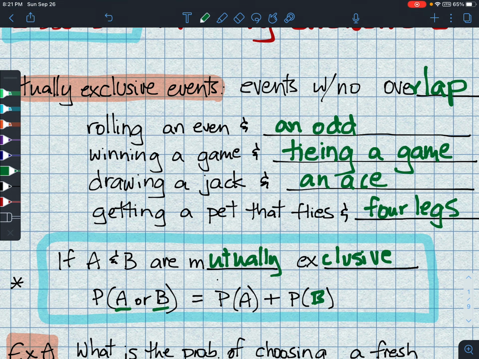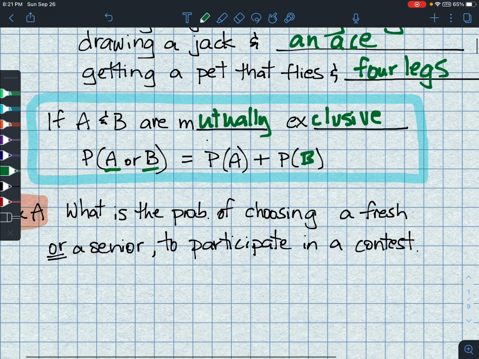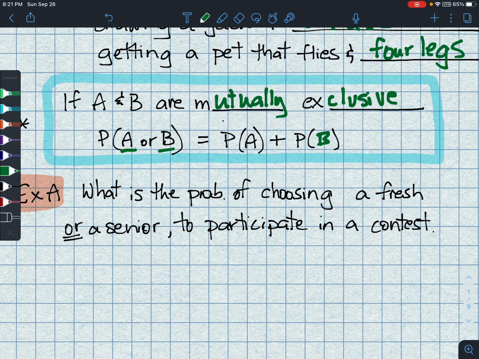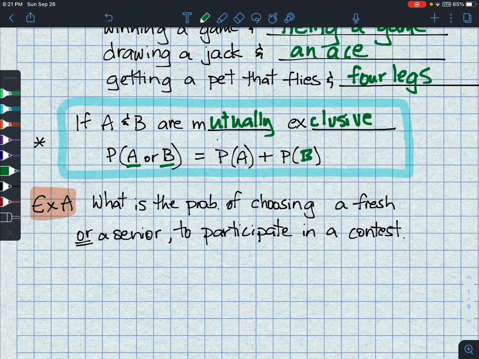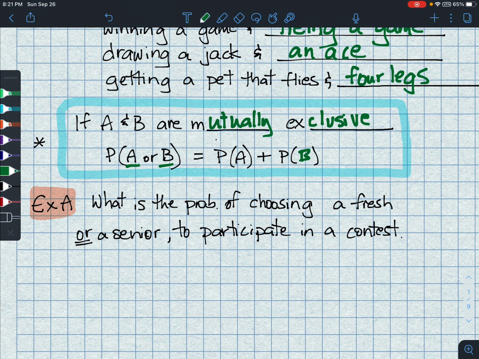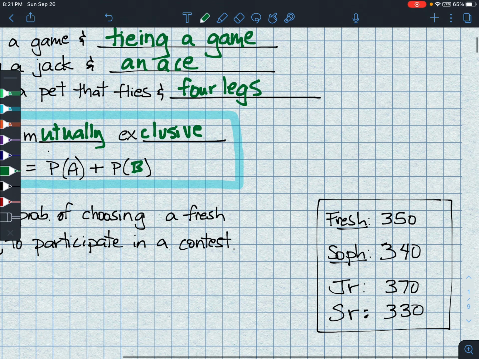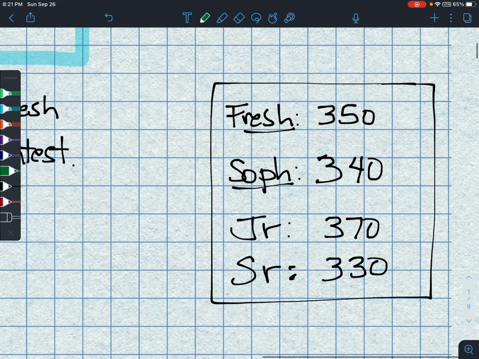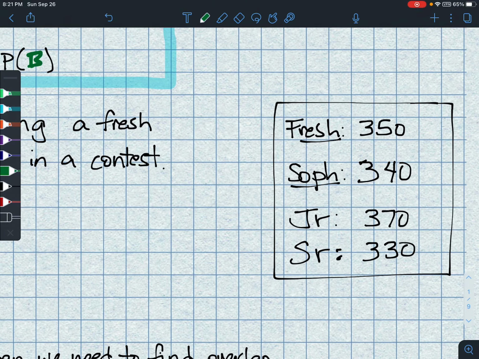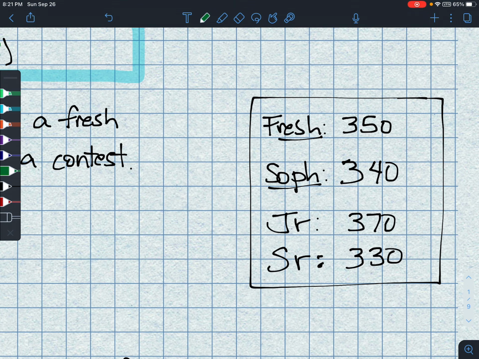Super simple. But let's do an example first before we go on to the but part. What is the probability of choosing a freshman or a senior to participate in a contest, say, at a pet fest? Well, let's look at the freshmen, sophomores, juniors and seniors of a high school class. And here we have the counts. So we would see that, for example, there is no overlap. You can't be a freshman and a senior. So we're going to just add those two up.